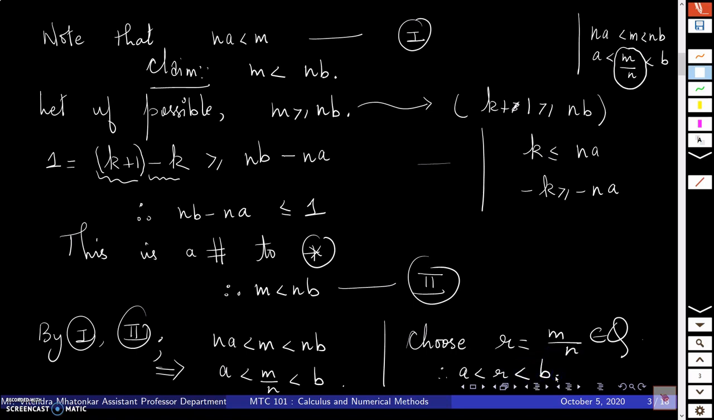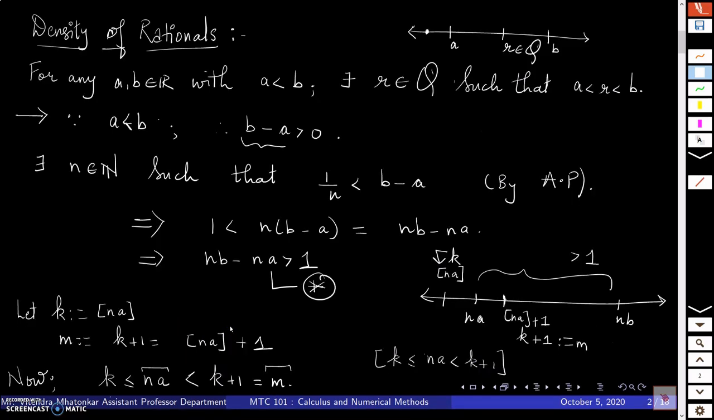So if you take any two real numbers a and b which are not equal, of course, then I can find a rational number between a and b. This is called density of rational numbers. All right.